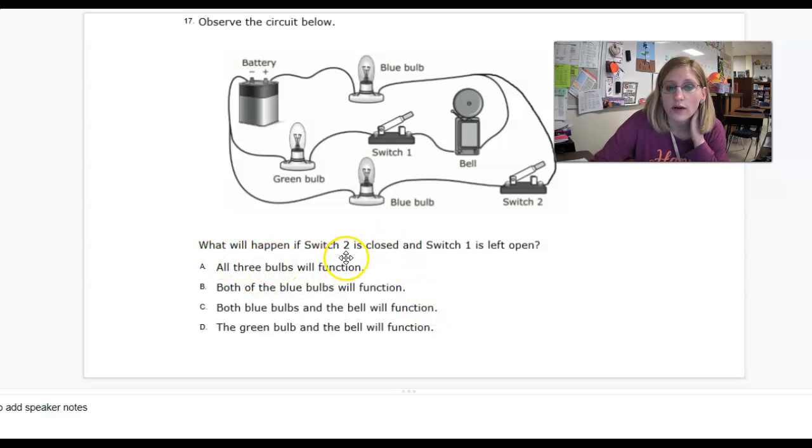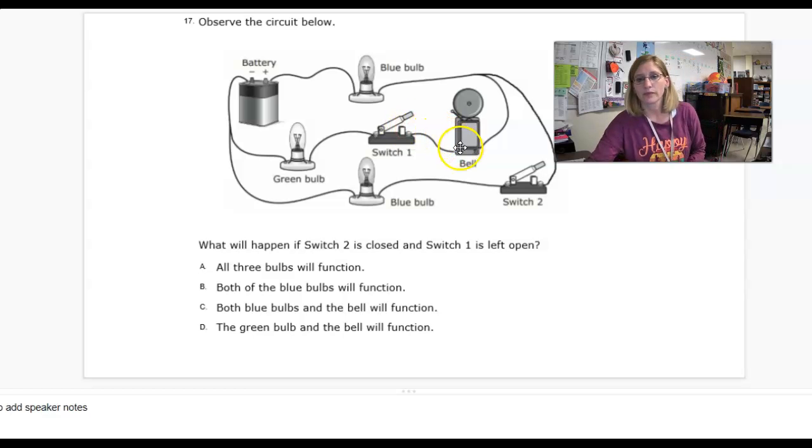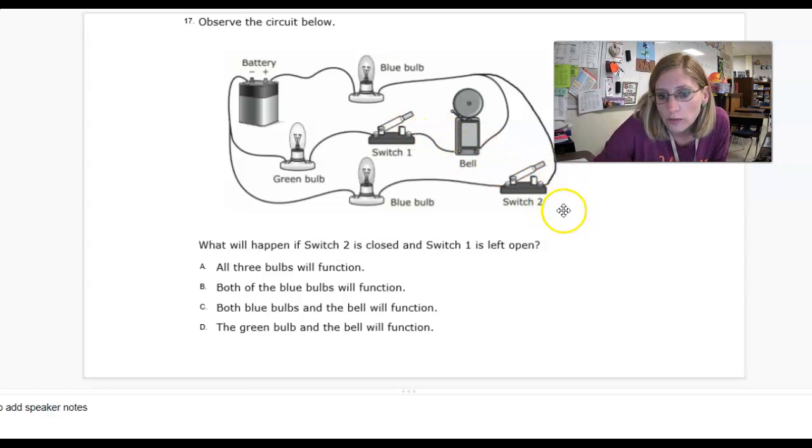Okay, what will happen if switch 2 is closed and switch 1 is open? So let's pretend that we close switch 2. We start on that battery, and then we go through the blue bulb, and keep going, keep going. This is closed, so it'll allow the electricity to flow through. Keep going, so this blue bulb will turn back on. Which bulbs turned on? Good, both the blue bulbs. So B would be my only correct answer. Both bulbs will turn on.